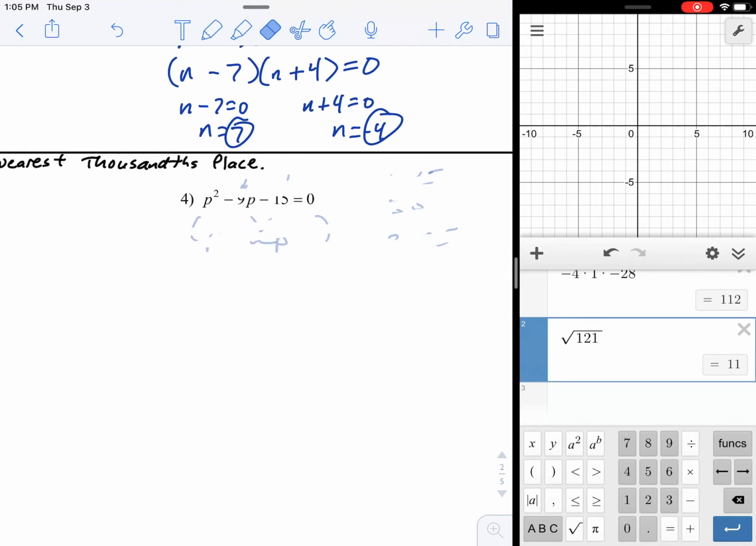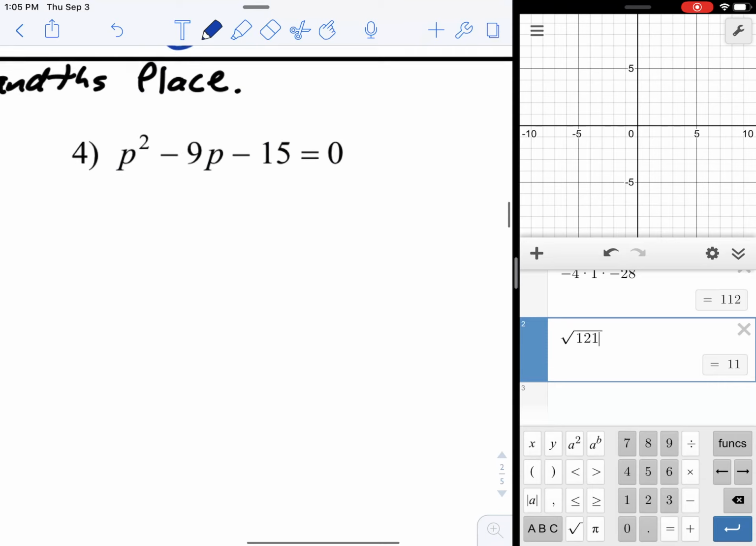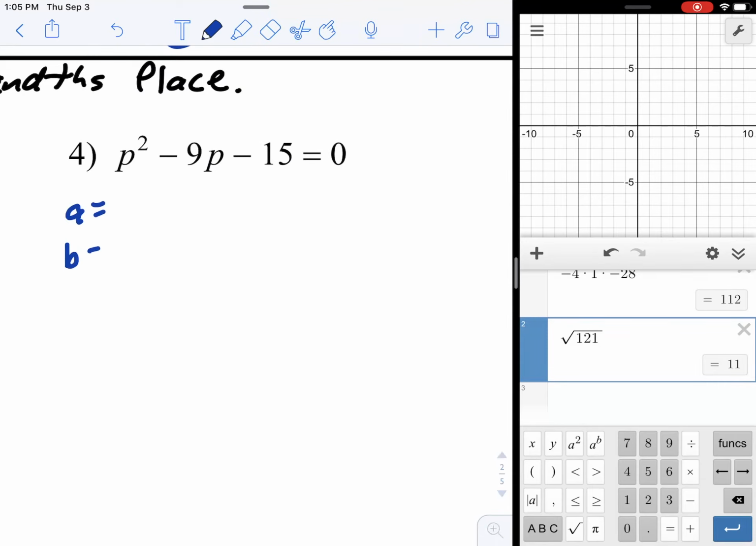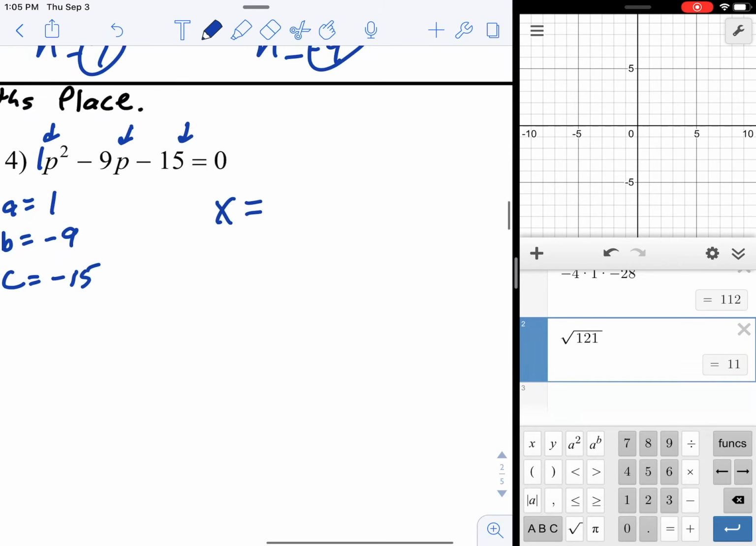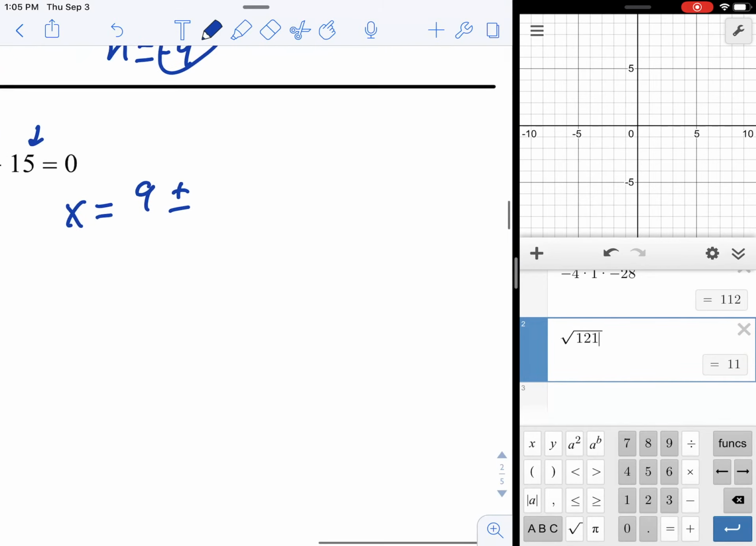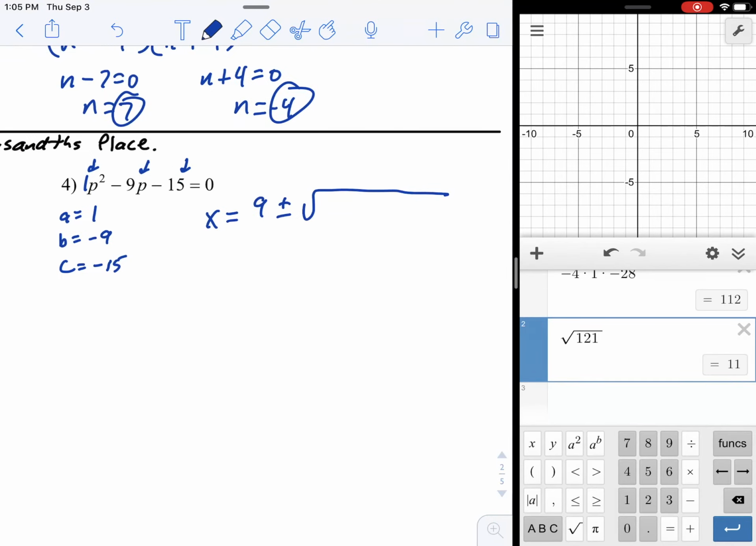So here we have to do the quadratic formula. So in this problem, what's A, what's B, what's C? A is once again 1, B is negative 9, C is negative 15. So here, here, and here. Let's do the formula. X equals negative 9, so that's a positive 9, plus or minus the square root of negative 9 squared minus 4 times 1 times negative 15 all over 2 times 1.